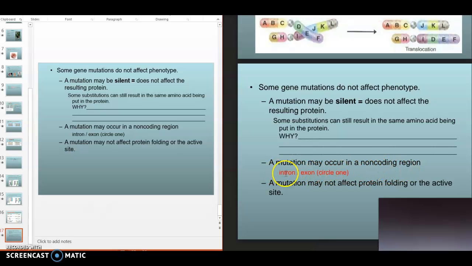All right. Here you have a mutation may occur in non-coding region. Is that region an intron or an exon? Circle one. Okay. And the last one here, a mutation may not affect protein folding or the active site. Okay? And that's just a statement. You don't need to do anything with that one.